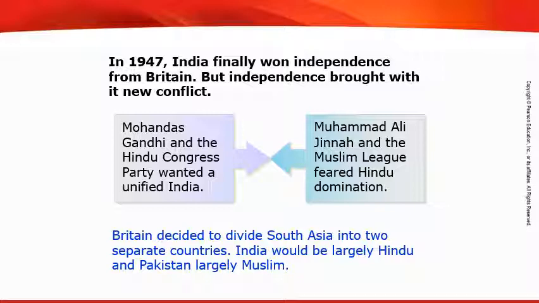Mohandas Gandhi was the Congress leader, and they wanted a unified India, whereas Muhammad Ali Jinnah was the leader of the Muslim League, who wanted a separate homeland for the Muslims of the subcontinent. Ultimately, due to the hostilities between Hindus and Muslims at that time, the British finally decided to divide India between the two new nations that would emerge as India and Pakistan. Pakistan was largely dominated by Muslims, and India was largely dominated by Hindus.